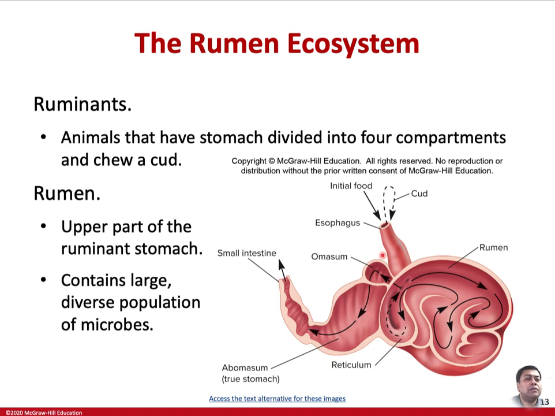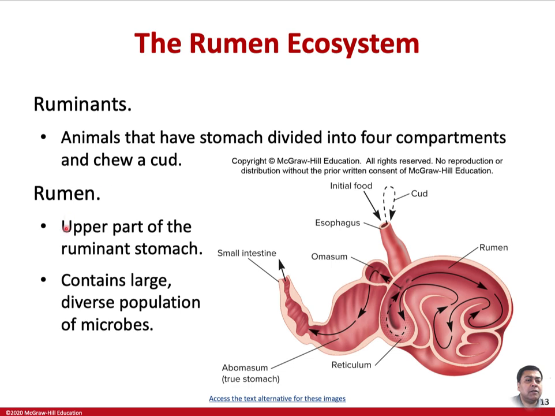The rumen ecosystem is very common among the ruminants, animals that have a stomach divided into 4 compartments, and they chew a cud. Why have they developed this process? Because this is basically an eat-first, digest-later kind of evolution. Sometimes when they were grazing, due to predation, their eating would be interrupted. So they would just run away and digest later. This is the reason how this relationship evolved.